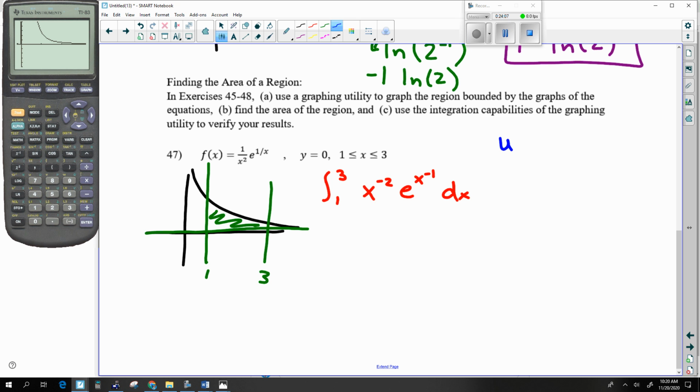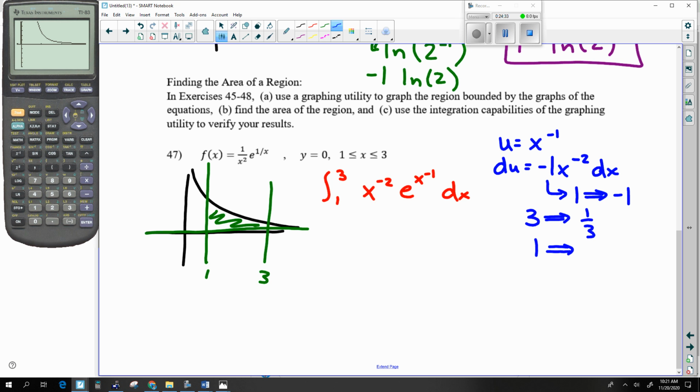So here we go. U in this situation is x to the negative 1. So du is negative 1x to the negative 2 dx. So that exists except for this negative 1. So I need to undo that with another negative 1. Because this is u substitution with limits, let's reevaluate those limits. 3 going into that is 1/3. 1 going into the u again is still 1.